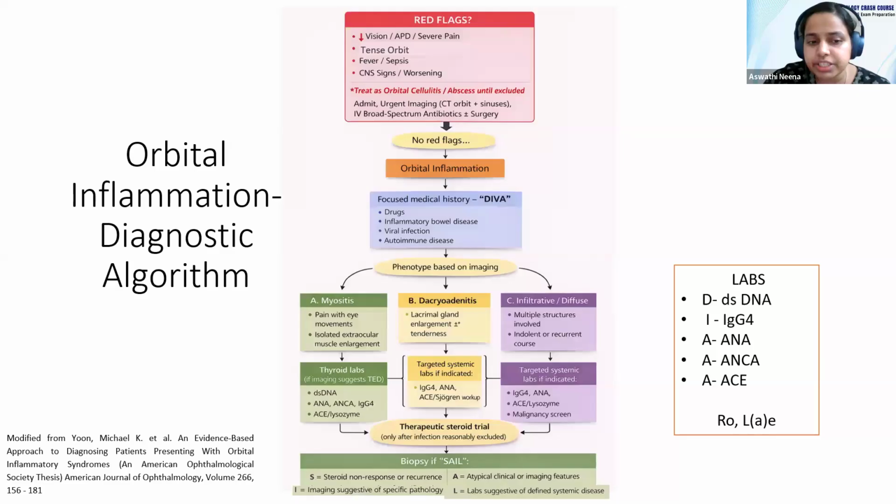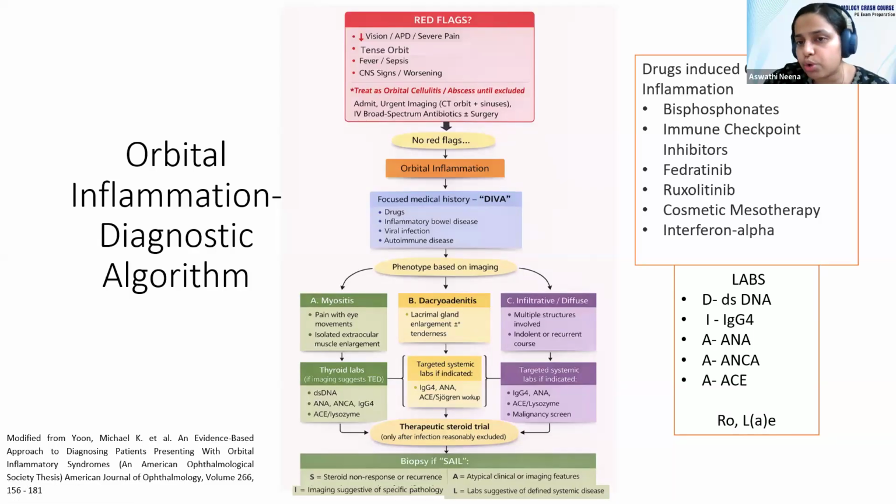Now, this is a table which I have modified from this very article. You can see the first point in all orbital inflammations is to rule out the red flags. And if there are red flags, then we definitely treat that as orbital cellulitis until proven otherwise. Then if there are no red flags, one history which we have to rule out nowadays is DIVA, which stands for drugs that can cause orbital inflammation, which include bisphosphonates and anti-cancer treatment drugs. And then inflammatory bowel disease again, which is coming up nowadays, and viral infections and autoimmune disorders.